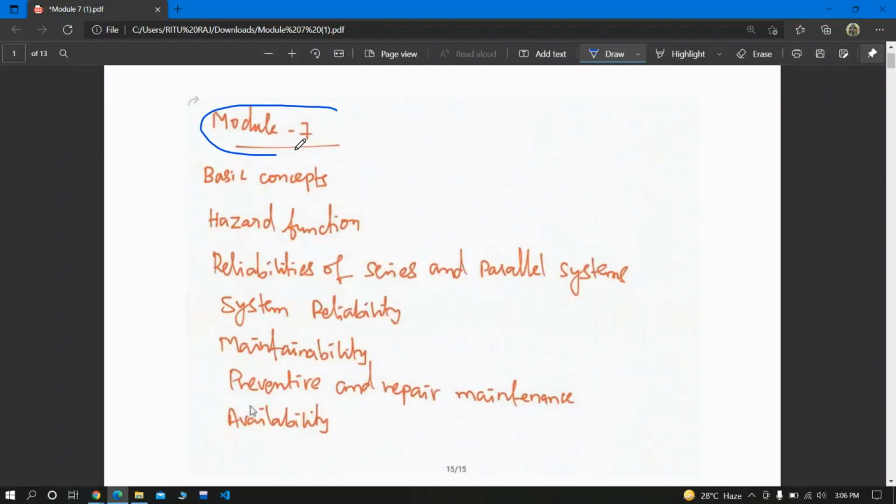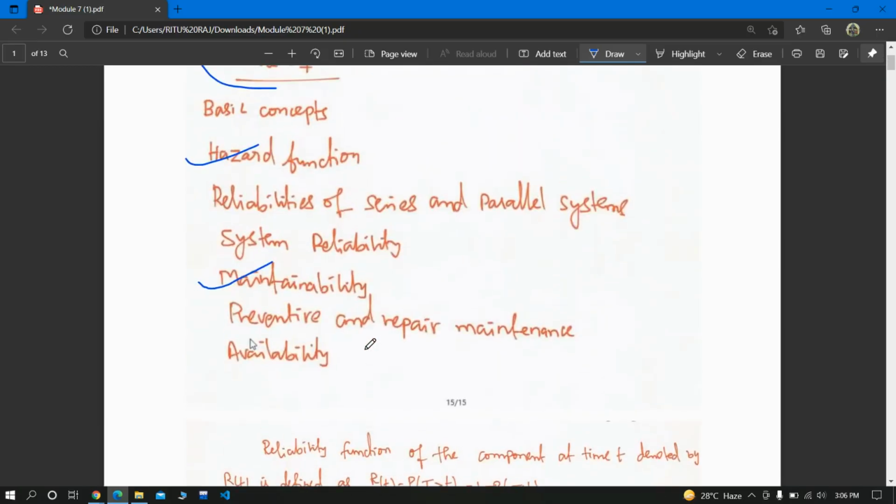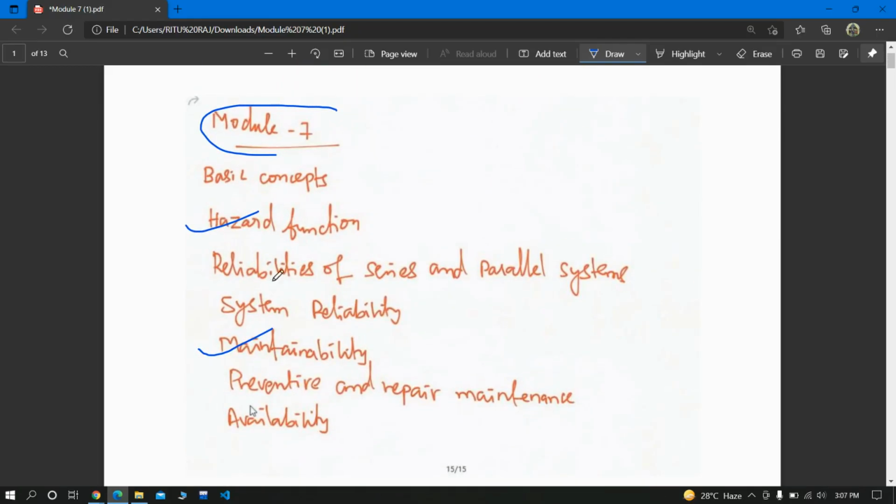So today we would be starting with our last module, that is module 7. These are the concepts which we would be covering. And most important of all these are hazard function and maintainability. These are the most important topics from which questions are generally asked. So we'll go in sequence only, but we'll pay more attention to hazard functions and maintainability. So let us proceed. Reliability functions are also used, reliability of series and parallel systems, etc.